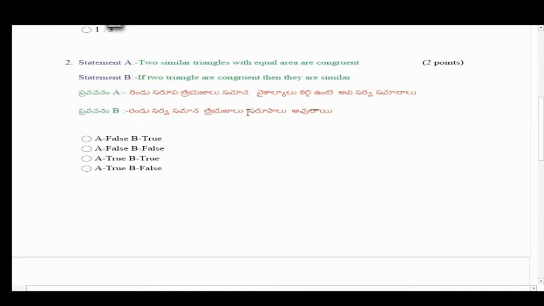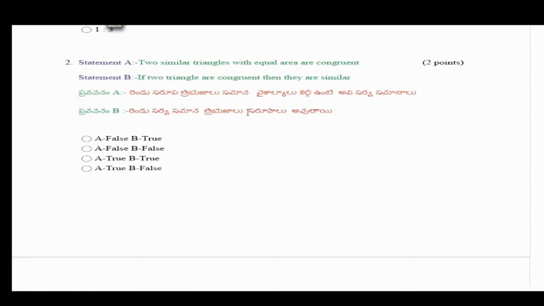Next, Statement A: two similar triangles with equal area are congruent. Statement B: if two triangles are congruent then they are similar. రెండు సరూపు త్రిభుజాలు సమాన వైశాల్యాలు కలిగి ఉంటే అవి సర్వసమానాలు.